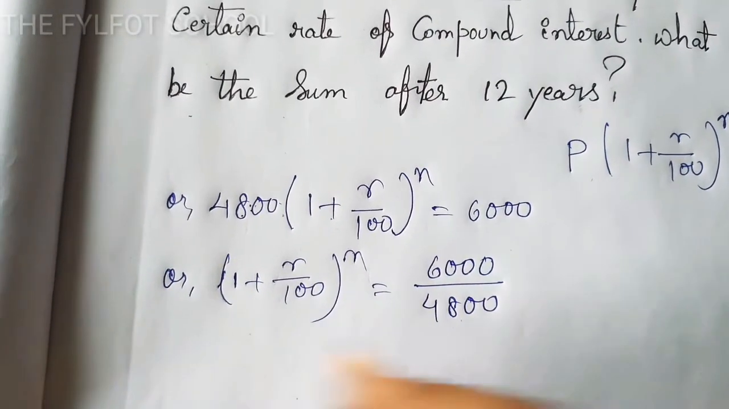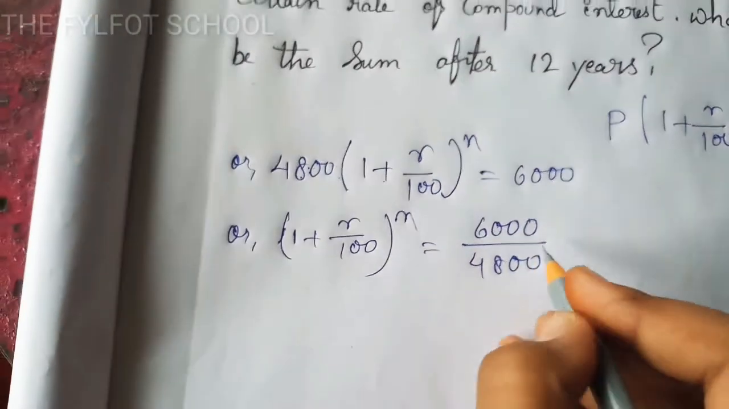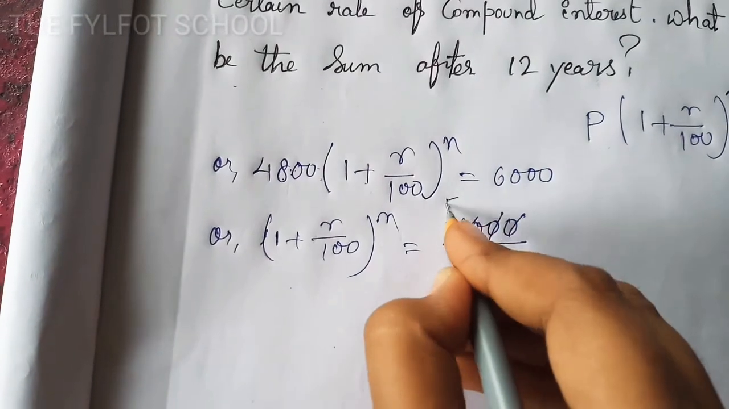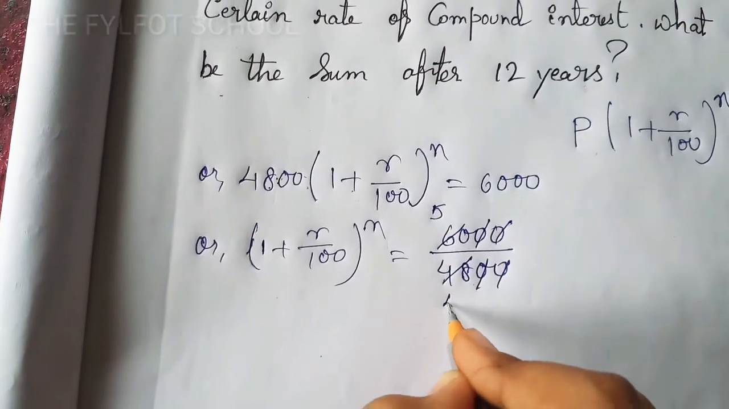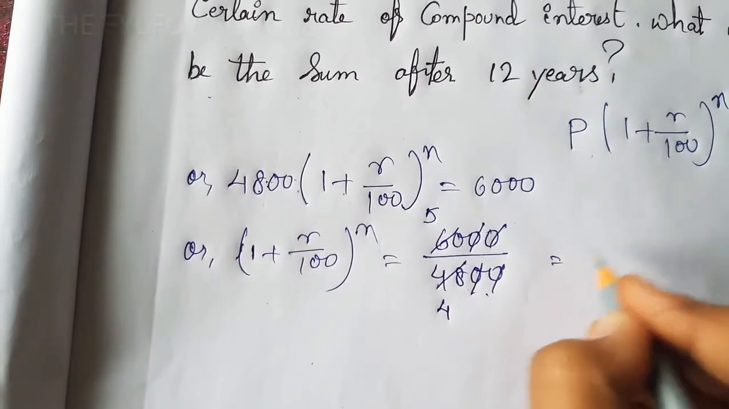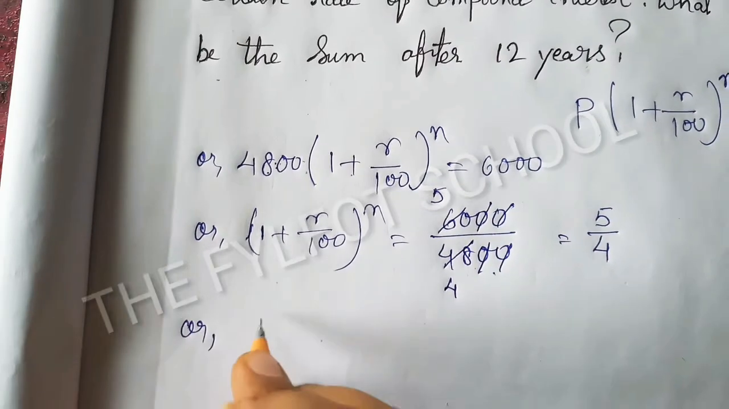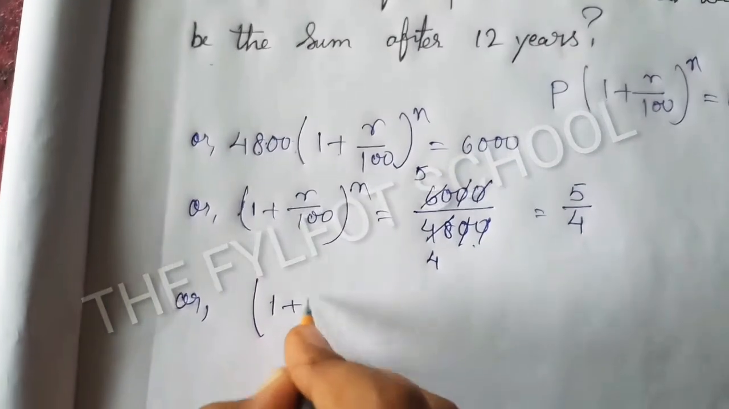So this is our math. Next, we will cut the zeros, and after that cut by the 12 table. So 12 5s are 60 and 12 4s are 48. So what comes? 5 by 4. Next, we will keep it as it remains.